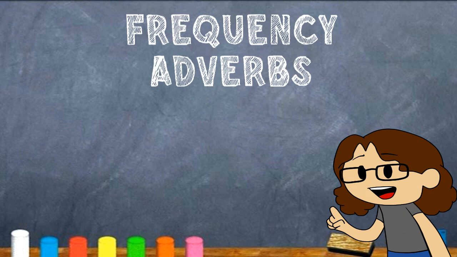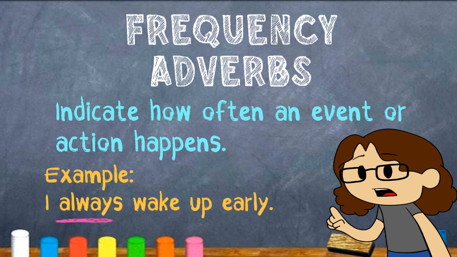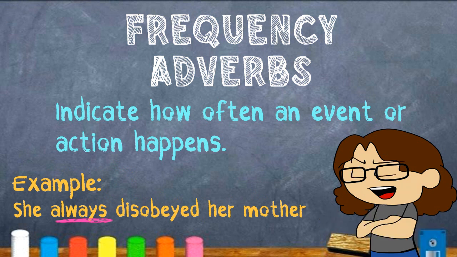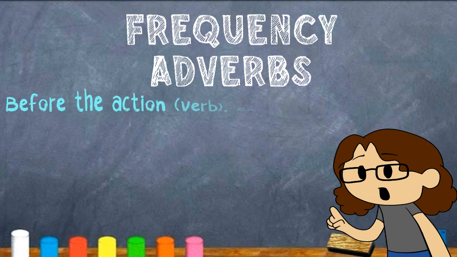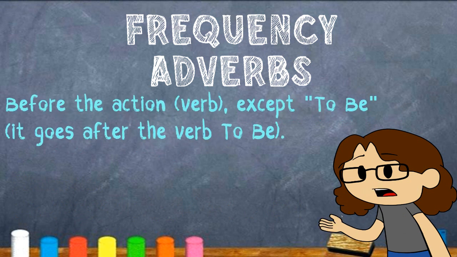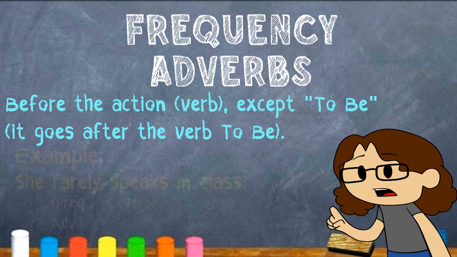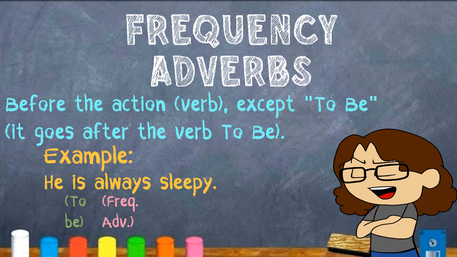Let's move to frequency adverbs. Frequency adverbs indicate how often something happens. These are mostly used with the simple present, but they can be used in other tenses too. The thing is that they indicate the frequency of an event. In a sentence, the frequency adverbs go before the action, the verb, except in the case of the verb to be, in which case you have to place them afterwards.